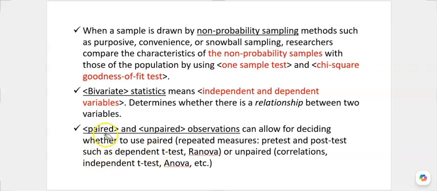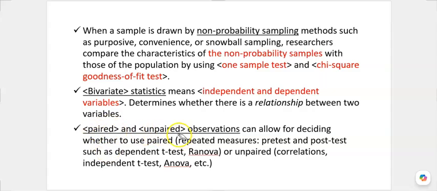bivariate. Paired and unpaired observation: this is a distinction. When you go for repeated measures, you need a paired test. That means it's the same people, the same sample, at different times. That is a paired sample.